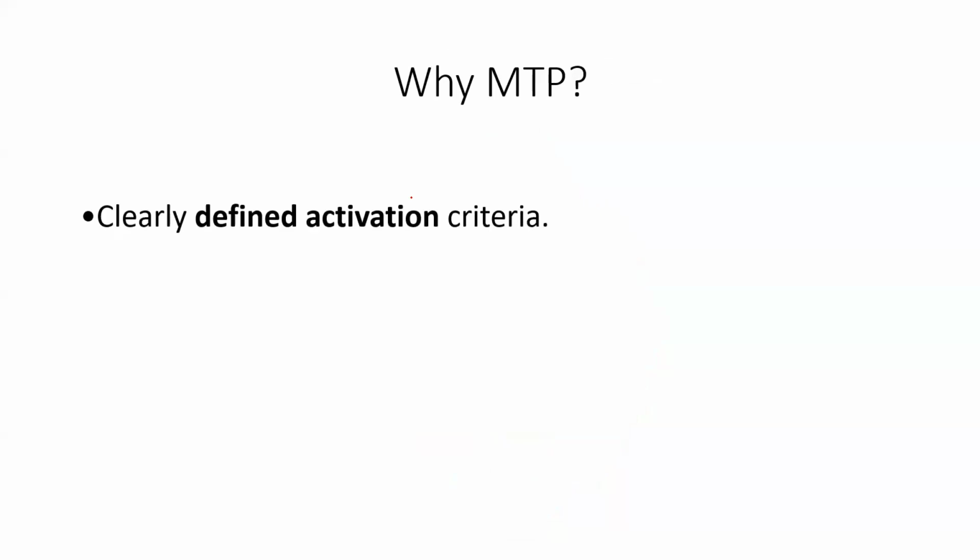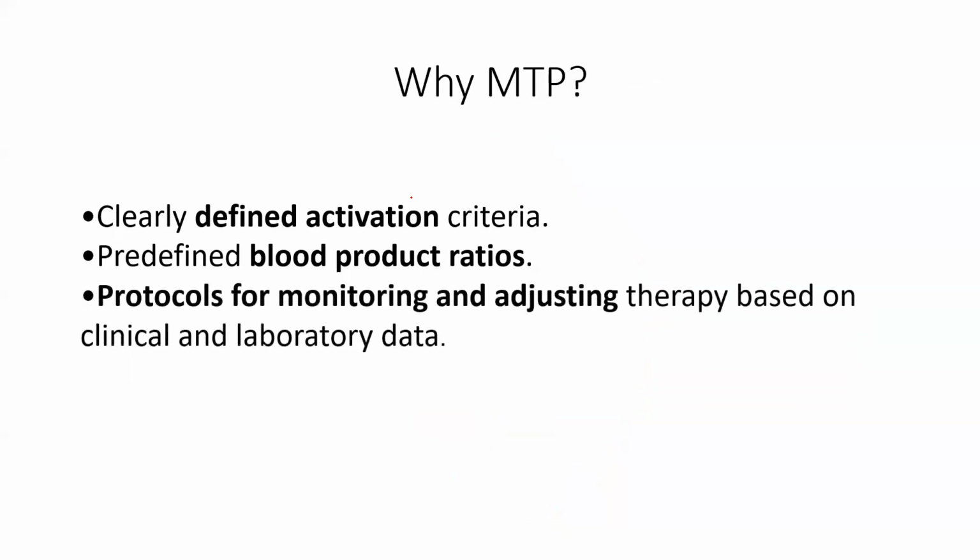So why MTP? Firstly, it has a very clearly defined activation criteria. You saw, class 4 of trauma, that is your hemorrhagic shock, you have to give the activation code and the products have to be released by your blood bank. You have the predefined blood products ratio, like your 1:1:1. Based on the weight of the patient, they will release. Protocols are there for monitoring and adjusting therapy based on either your clinical parameters and laboratory data. That is why MTP becomes a very structured and systematic approach to treat major hemorrhage.